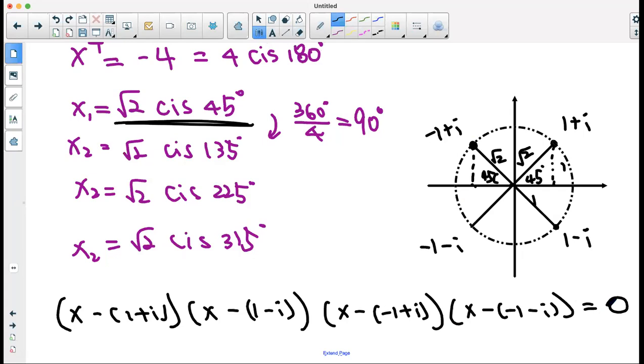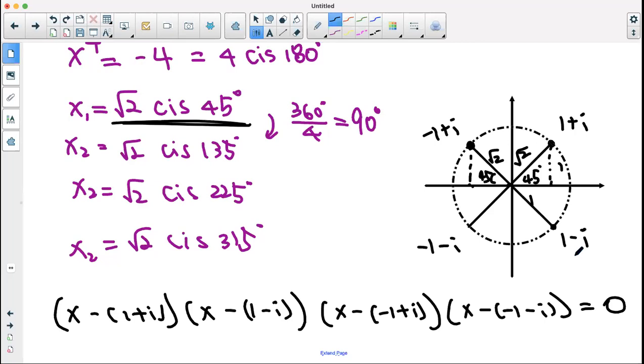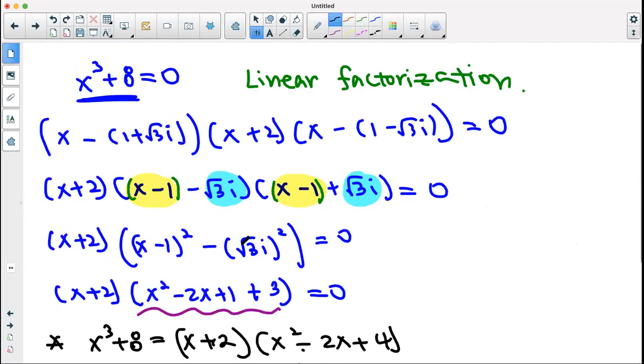Now, wait a minute, guys. These are conjugates of each other, isn't it? Can you say these are conjugates of each other? So what I could have done was I could have multiplied just like what we talked about earlier. I could have multiplied these two factors the way that I have done earlier, making that into difference of squares. Is that clear, guys?